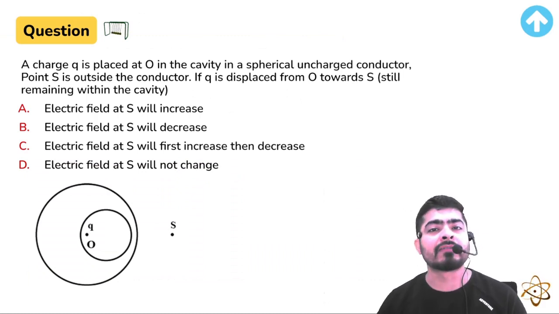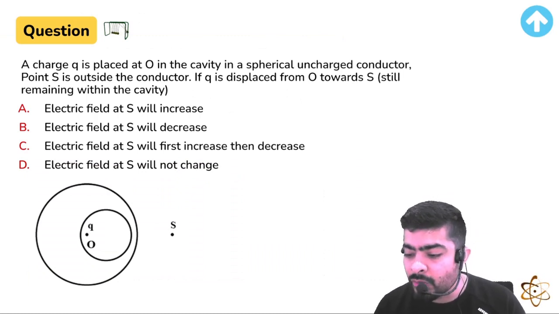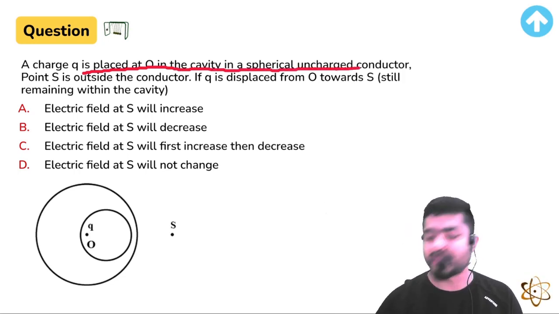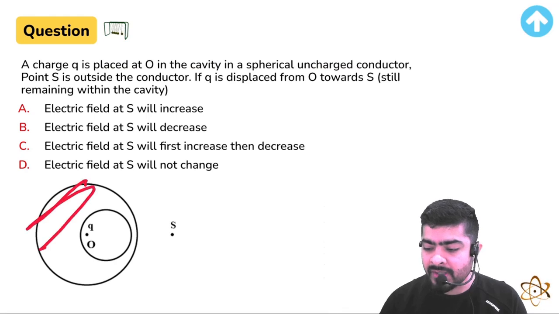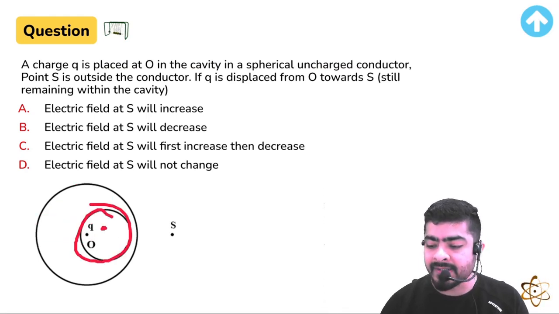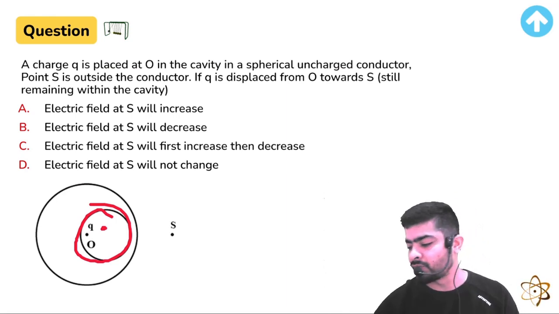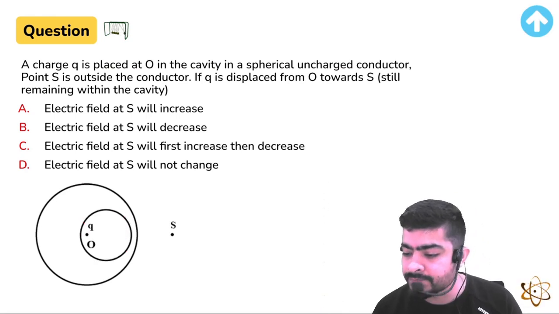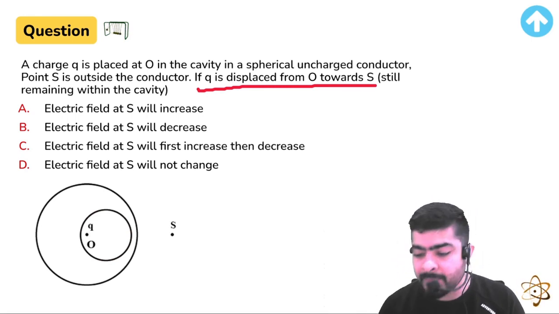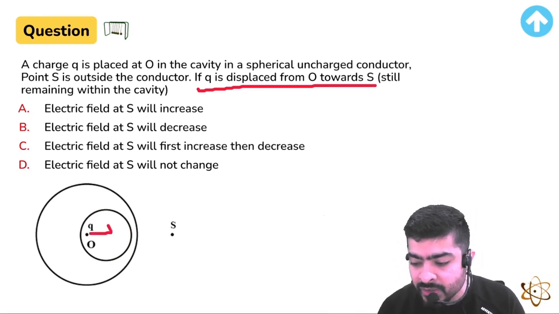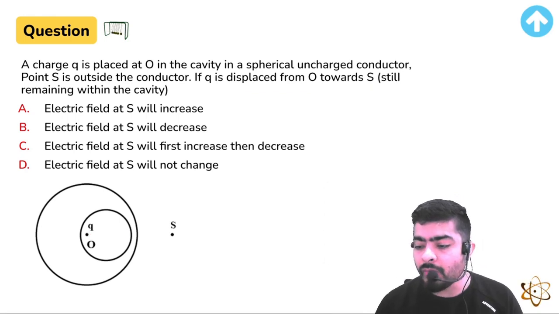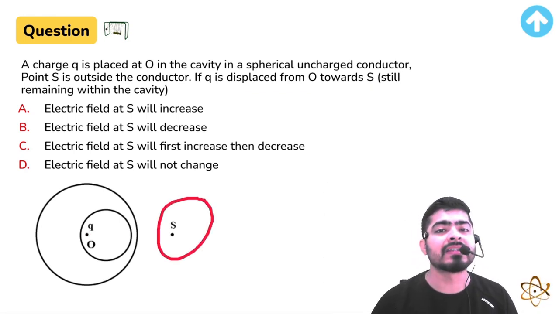Again, we have a conductor with a cavity. A charge q is placed at O in the cavity in a spherical uncharged conductor. So this is your conductor. This is the cavity. Inside the cavity, we have the small charge q. Now, if q is displaced from O towards S, that means you start moving this small charge in this direction, so what will happen at the point S, they are asking.